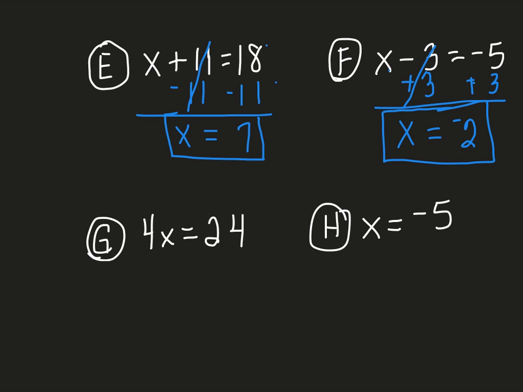Letter G, I have 4 times x equals 64, so divide both sides by 4. When I'm dividing, and if my signs are the same, my answer is positive. H, I did for you already.